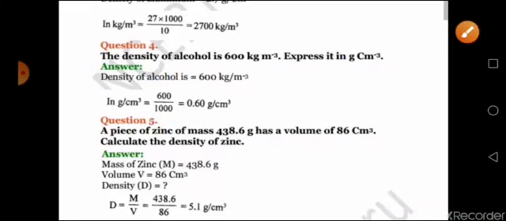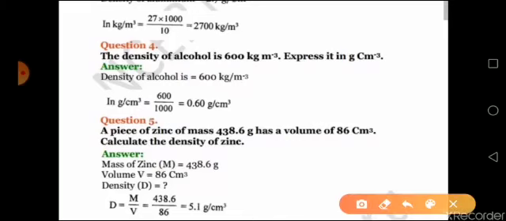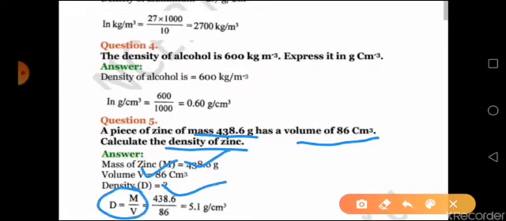Now coming to your question number 5, a piece of zinc, that is, the mass of zinc is given in gram, volume is given in centimeter cube. So automatically density will come in gram centimeter cube. You just have to calculate the density of zinc. Now mass is given, volume is given, you have to calculate density, direct equation, density is equal to mass upon volume.